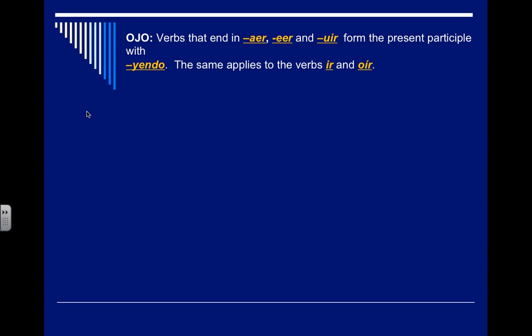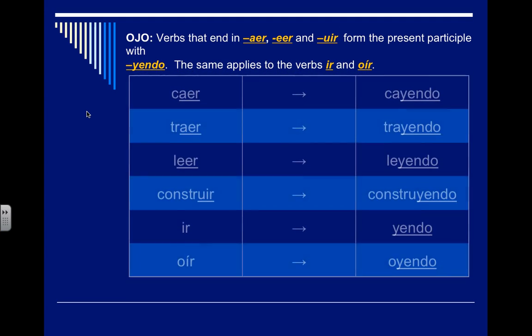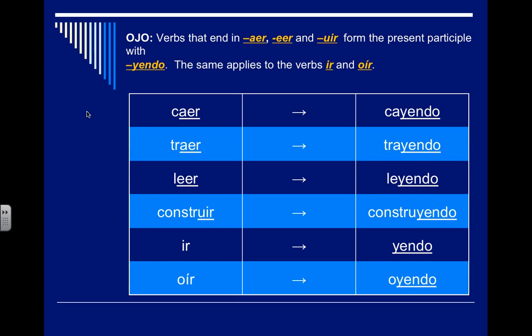The same rule applies to ir. Ir would simply be yendo. Yendo would be going. And oír would be oyendo. So it would just add an O to that gerundio. Here you have some examples. Caer would be cayendo, traer trayendo, leer leyendo, construir construyendo, and so on and so forth. Ir, yendo; oír, oyendo.